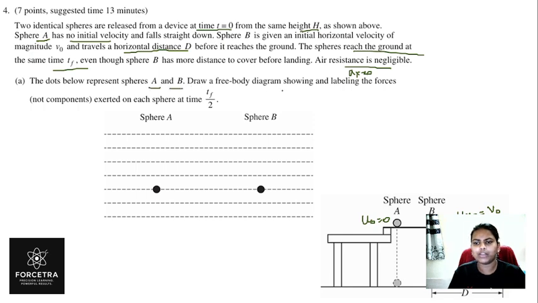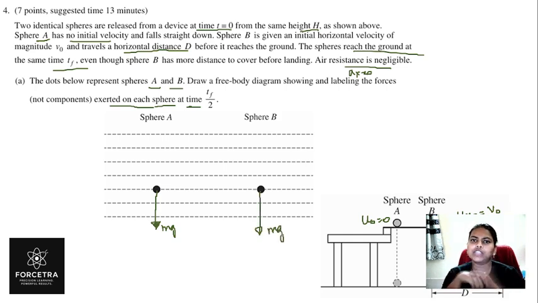We have to draw the free body diagram showing and labeling the forces exerted on the spheres at the time tf upon 2. So what are the forces acting on ball A and ball B? For sphere A, the force acting on it is the mg force, which pulls the ball in the downward direction. What are the forces acting on sphere B? Don't get confused. Just separate the x axis component and y axis component and treat them differently. So what are the forces acting in the y direction? Obviously the mg.